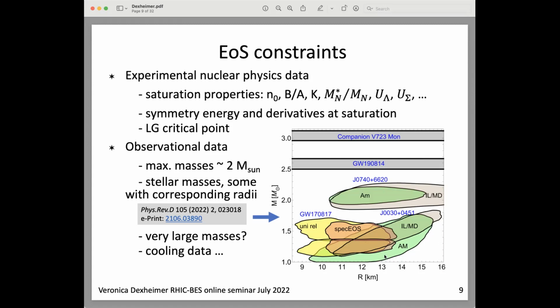There are also some horizontal lines here for 2 objects that are in the so-called mass gap. They are too massive to be neutron stars, but too light to be black holes. Not that there's a problem in having a black hole of that mass, but they had not been observed before. So these are all referred to as objects here that could or could not be neutron stars. And as I said, there is a lot of cooling data, but I'm just not talking about that today.